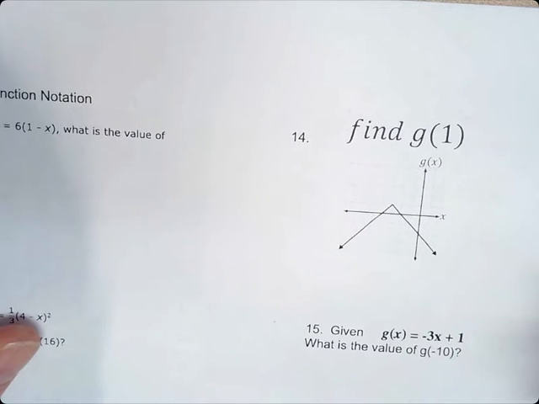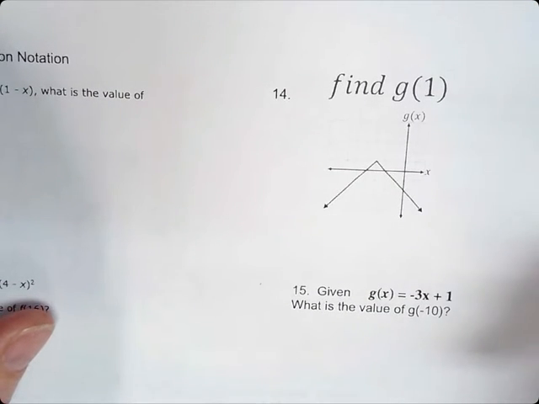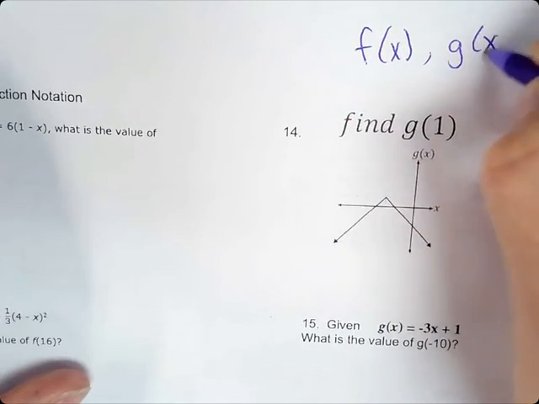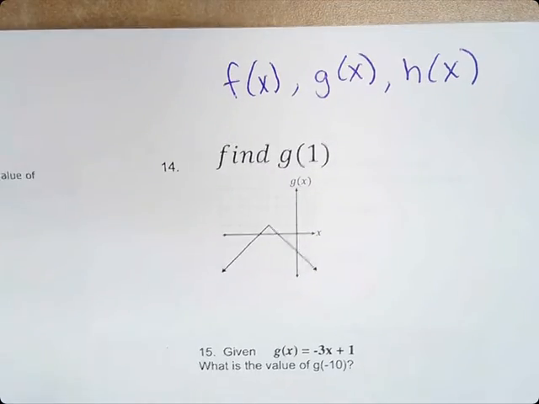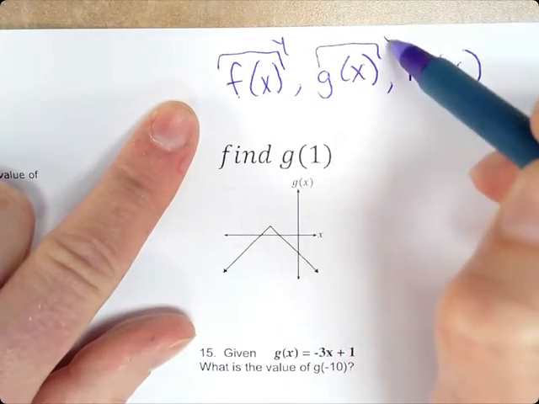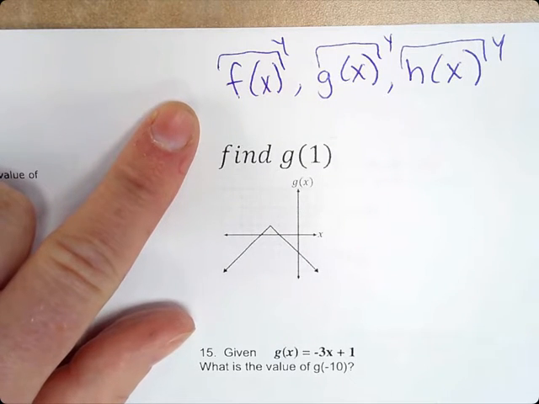Okay, then the next page, I'm going to let y'all look over the answer key. I'm going to go to 14. It says find g of 1. So whenever we use functions, like it's f of x, g of x, h of x, and so on, these all mean y, right? The whole thing equals y. But it's saying when x is this value, what is y?